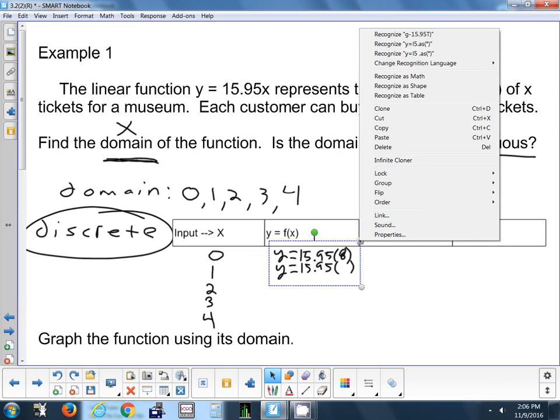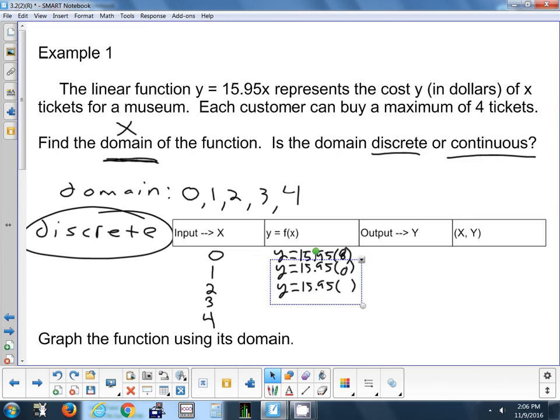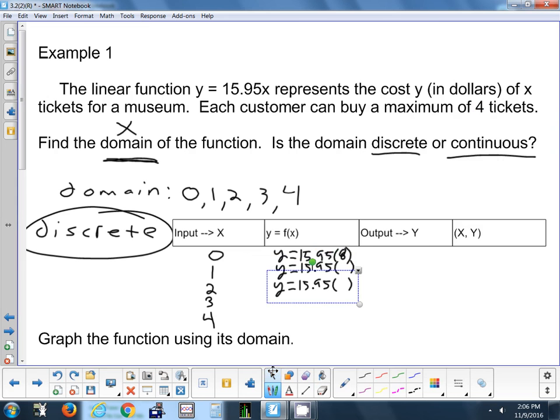That's surprising. Go ahead, tell me, Aiden, what are you plugging in for your second value for x? 1. Yep. How about your third value? 2. Yep, next one. 3. And the last one? 4. Times 3, and y equals 15.95 times 4. Okay, so that's showing the work we're going to do.